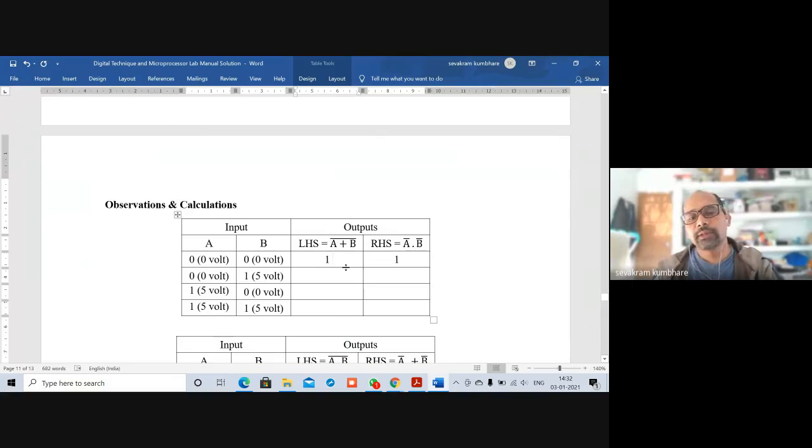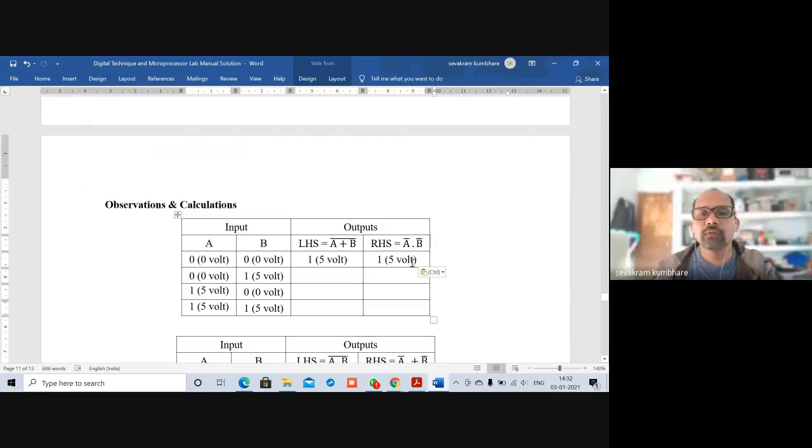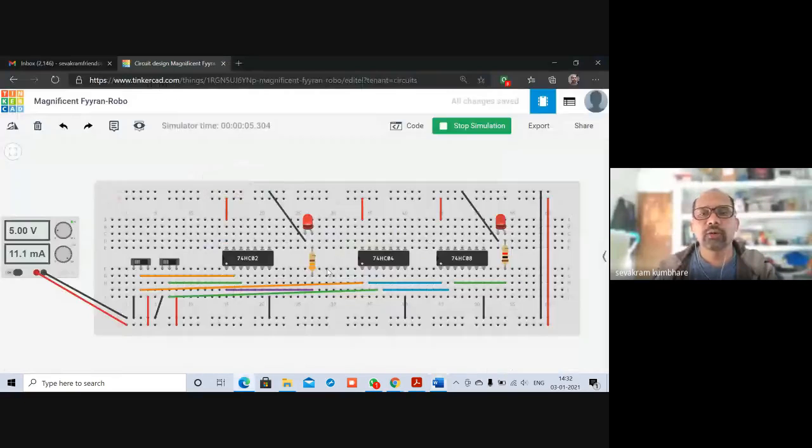Am I audible? Yes, sir. Yes, sir. If you want to check out the voltage, that also you can do. How to do it? By connecting a multimeter. If you want, I will show you that also. Okay, give me a minute.